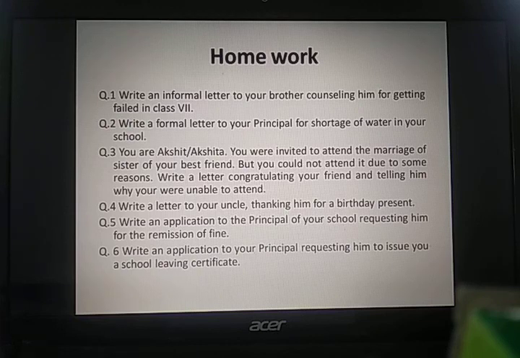I hope you might have understood the difference between informal and formal letters, and how to write a formal as well as an informal letter in a proper format. If you face any problem, you may make a call to me.